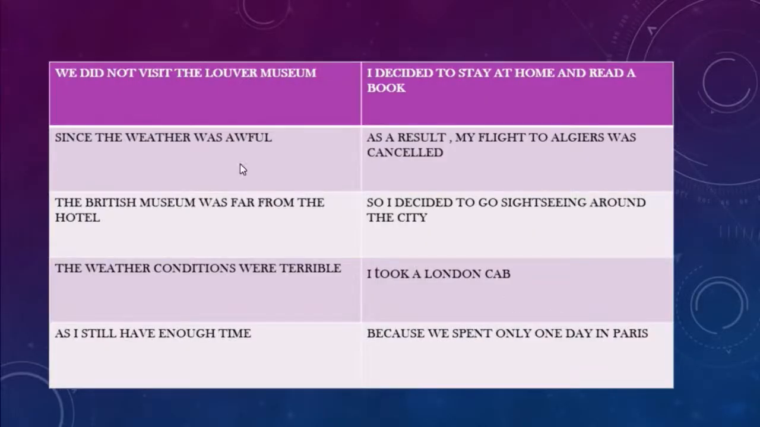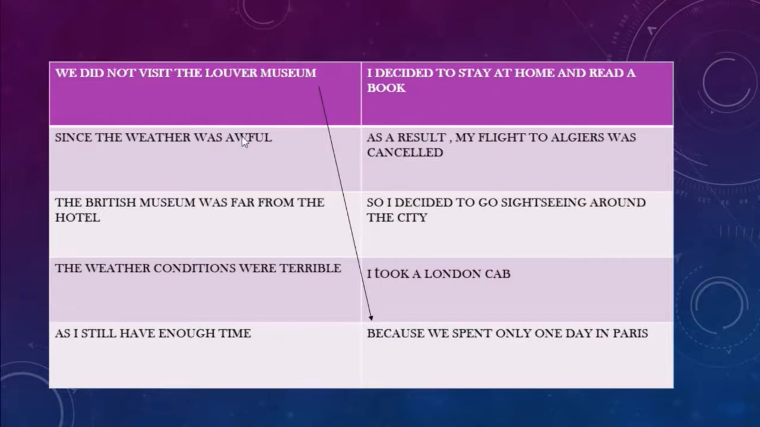Alright, now, so we shall start our task. We have this table in front of you right now. We shall match the following sentences together. For example, we have the first sentence: we did not visit the Louvre Museum. We are going to match this sentence with one of these sentences. One of them is correct to be matched with this sentence. So the correct answer is because we spent only one day in Paris. Very good. Now let's do the same with the rest of the sentences.